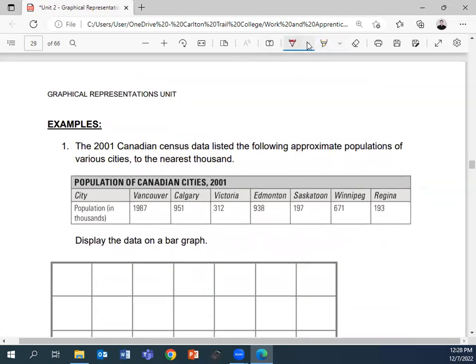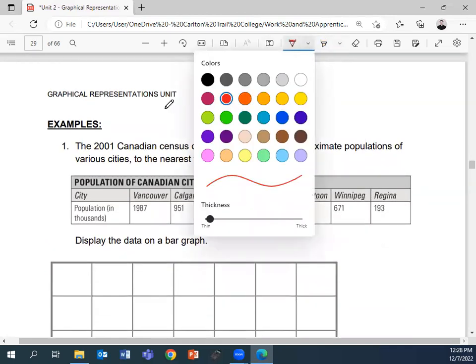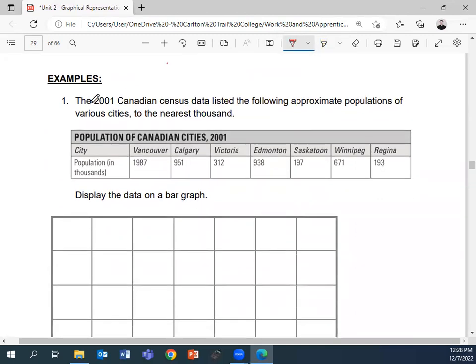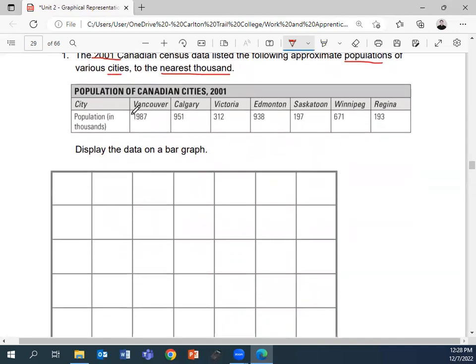So let's do a quick example together of what a bar graph would look like. In 2001, the Canadian census listed the following populations of different cities, and they rounded it to the nearest thousand. In my graph here, I have 7 different cities, and I have their population in thousands. So Calgary would be 951,000. Vancouver would be 1,987,000 here, right? There's just the 3 zeros that aren't put there.